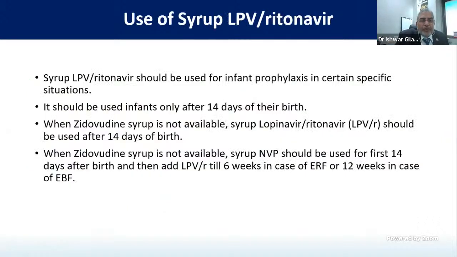Syrup lopinavir-ritonavir should be used for infant prophylaxis in certain specific situations. It should be used for infants only after 14 days of their birth, because it is not approved by the US FDA due to metabolic and cardiac toxicity, and pharmacokinetic studies are not done for babies less than 14 days old. When zidovudine syrup is not available, syrup nevirapine should be used for the first 14 days after birth, and then add lopinavir-ritonavir till 6 weeks in case of exclusive replacement feeding, or 12 weeks in case of exclusive breastfeeding. Next slide, please.